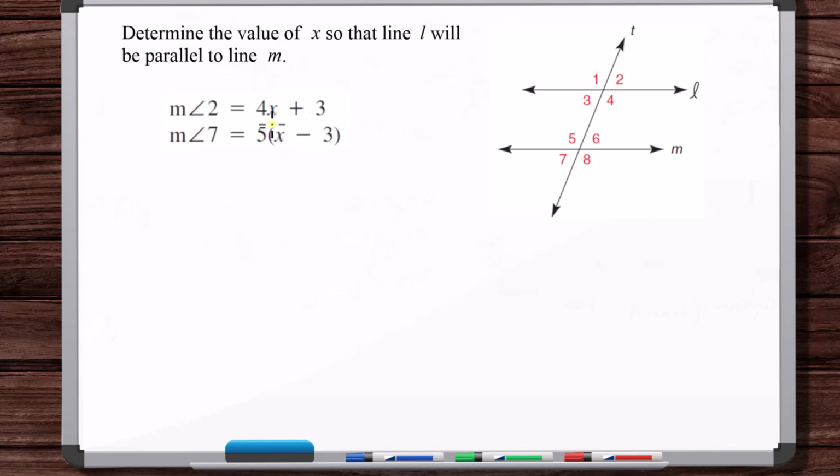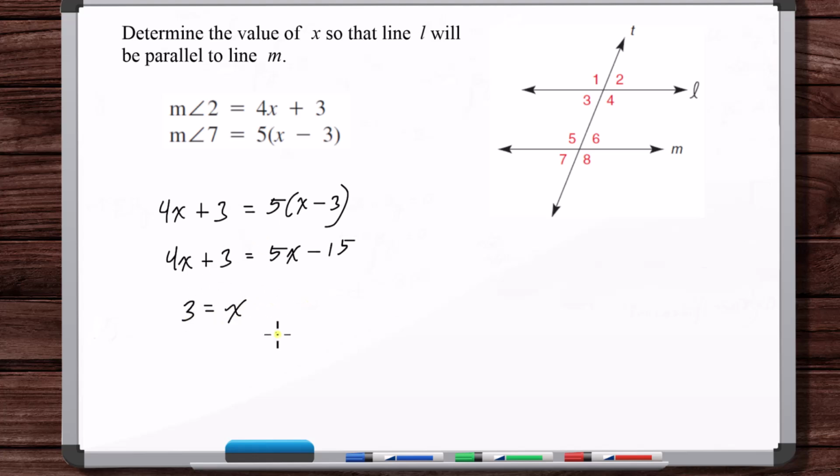Okay, here they give us a relation for the measure of angle 2 and the measure of angle 7. So we can see those are alternate exterior angles. So if those angles were congruent, then lines L and M would be parallel. So let's set these equal and solve this equation for x. 5x minus 15. Subtract 4x from both sides. Add 15 to both sides. So x needs to be equal to 18.